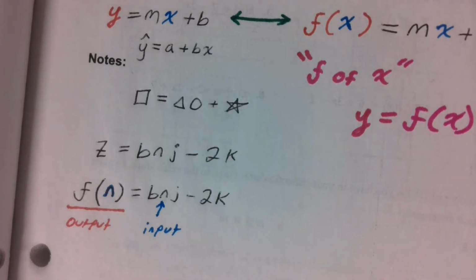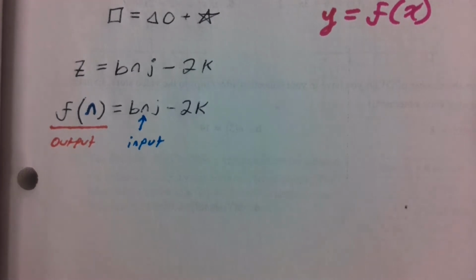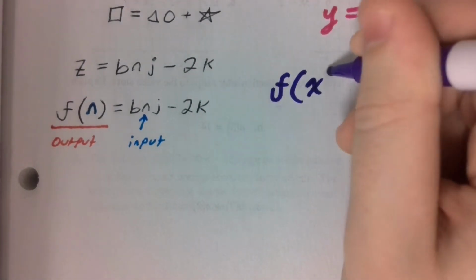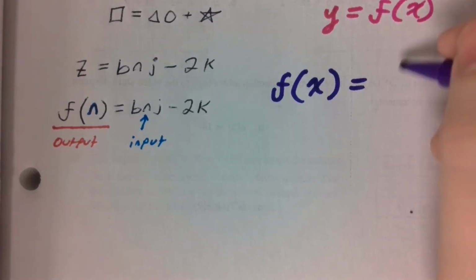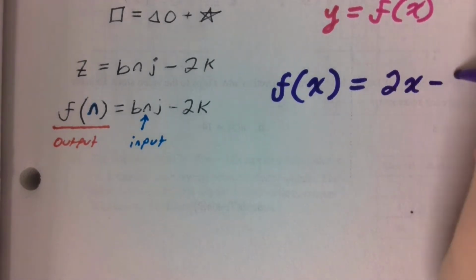This is a little bit tough to get adjusted to, especially because it looks like it's saying something else. Let me give you an example. Let's say we had the equation f of x equals, let's call it, 2x minus 1.